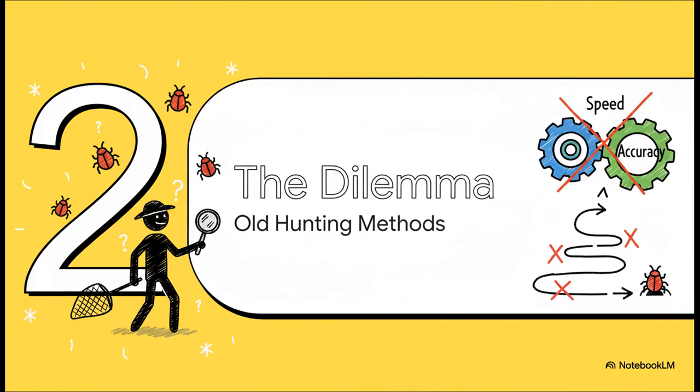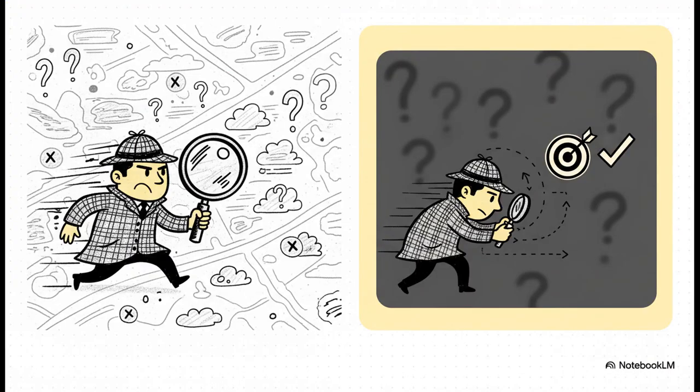Okay, so if we know these things are a problem, why don't we just find them and fix them? Well, that's the tricky part. This brings us to what's known as the investigator's dilemma. For a long time, bug hunters have been caught in this really frustrating bind. You've basically had two choices, and neither of them were great.